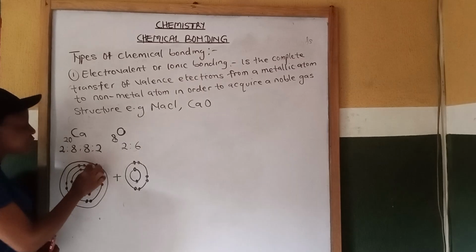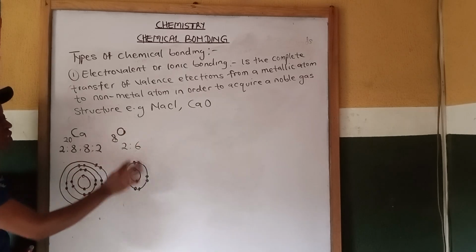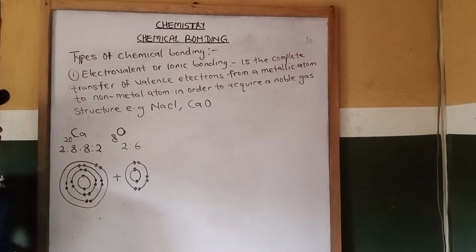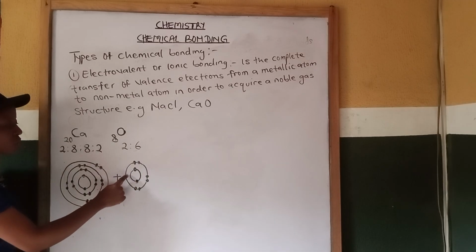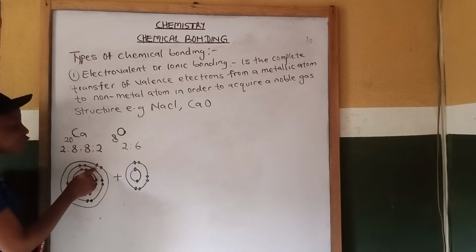We completely transfer this outermost electron, these 2 electrons. It will transfer these 2 electrons to what? To this non-metallic atom, which is oxygen. Oxygen needs 2 to complete the octet structure. So this one wants to acquire a noble gas structure.